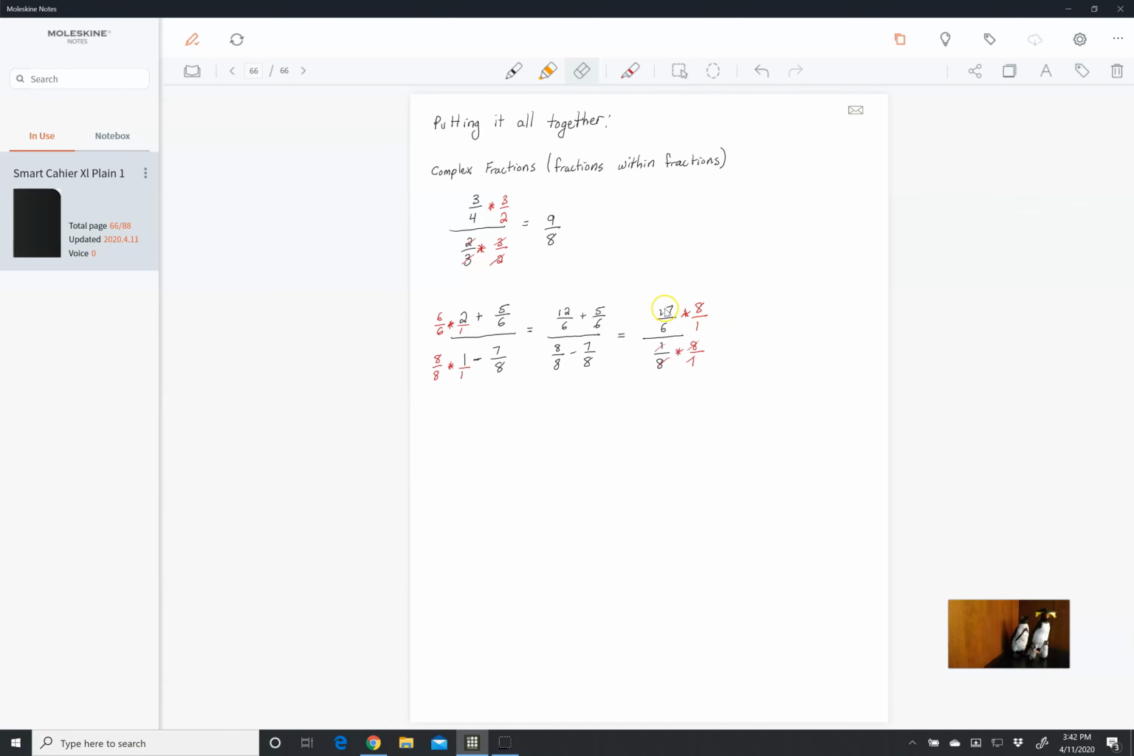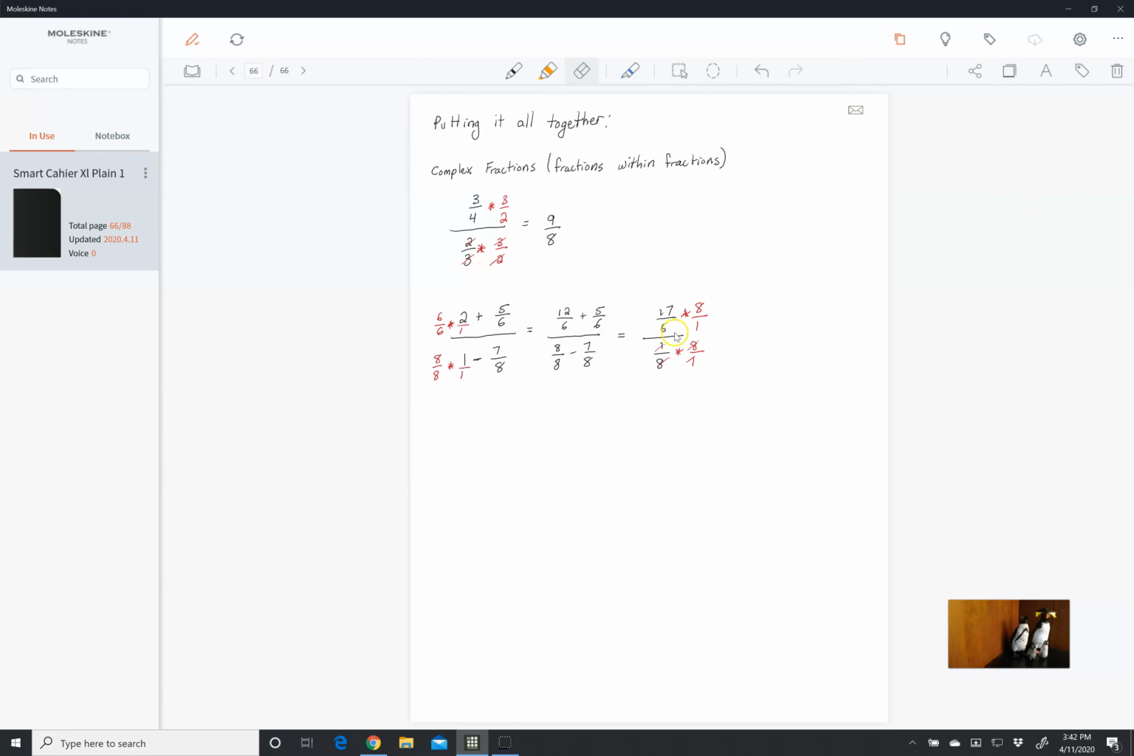Now we can multiply 17 times 8 over 6 at this point and then reduce. For some of you who are more accustomed to reducing here, you can. It might make your multiplication a little bit easier, right? So this is just like when we reduced with rational expressions where we canceled things out before we multiplied.